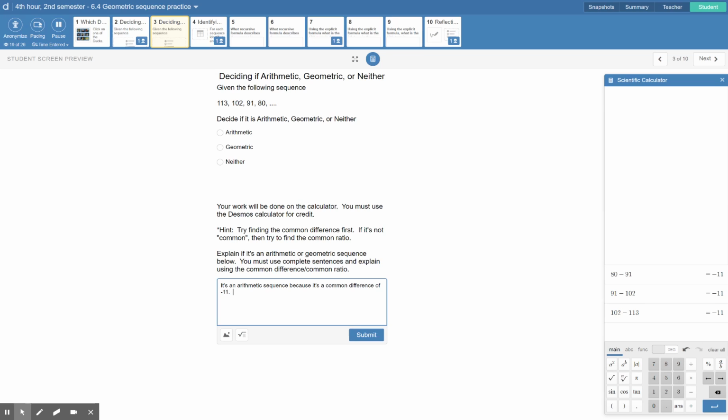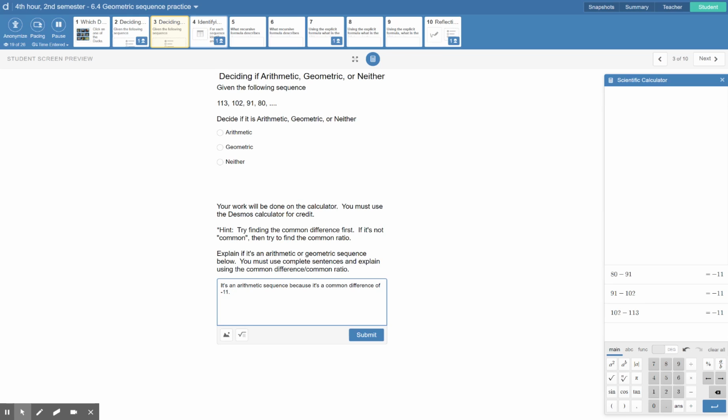And notice that it's a negative 11. If you start from the beginning, 113, and take away 11, you're going to get the next number in the sequence. 102 take away 11 is going to be 91, which is the third term in the sequence. So you want to make sure, if you need to, double check that that negative 11 makes sense.